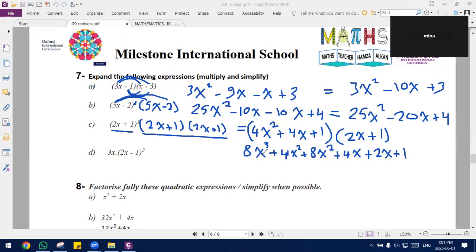Now let's simplify it. So cube, do we have any x cube? No. So I write it, 8x cube, plus. Now how many terms have x squared? 2. So we simplify them together: 4 plus 8 is 12, so 12x squared. How many terms have x? 2. Plus 6x, plus 1. Yes, this is the final answer.